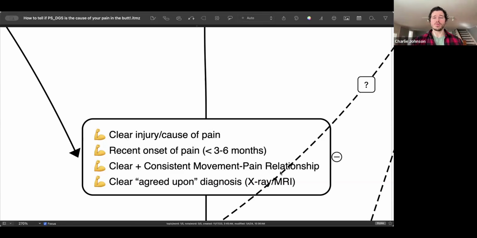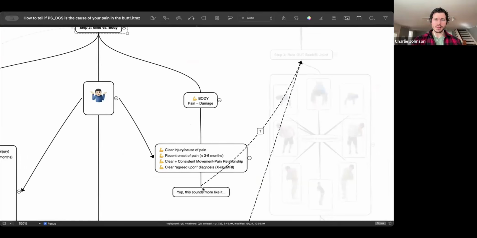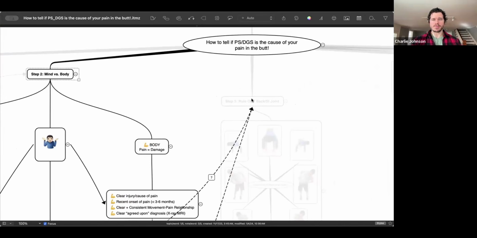There's a clear and consistent movement-pain relationship. When I do this leg raise, when I twist my trunk, when I do whatever, it hurts, and there's no question about it. Not sometimes, or maybe. It's consistent. And there is a clear agreed upon diagnosis. Now, you don't need an X-ray or MRI. You could just ask these questions and go through this process that I'm about to show you, and you can figure out the most likely cause of your pain. And we can agree upon it. So again, if that's the case, and this sounds more like it, then we will go through ruling out the back in step 3, the hip, the hamstring, arriving at Piriformis Syndrome.